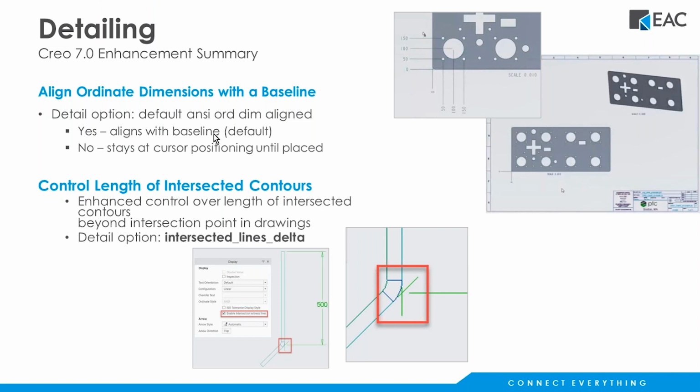Something that has been added, it's a DTL configuration, but when we do ordinate dimensioning, we can either say, yes, it aligns to the baseline, the 0 dimension, or no, it doesn't. They don't all align to that. And then also there are these extension lines where we have intersections and things like that. We can control the length of that extension. Just one last thing.